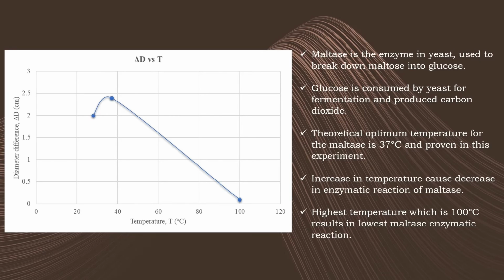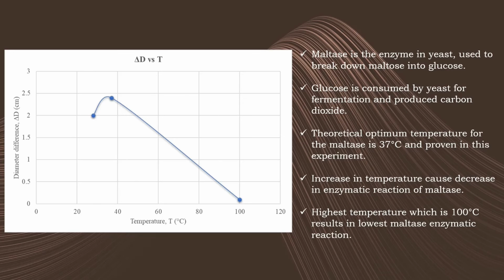Maltase is the enzyme found in yeast that is used to break down maltose into glucose. Glucose is a type of sugar, so it will be consumed by yeast for the fermentation process, and the process will produce carbon dioxide and ethanol. The release of carbon dioxide gas influences the difference in diameter of the dough. The ethanol released by the process will be burned out when the bread is baked. The more degradation of glucose happens, the more carbon dioxide is released by yeast, which results in a higher diameter difference of the dough.